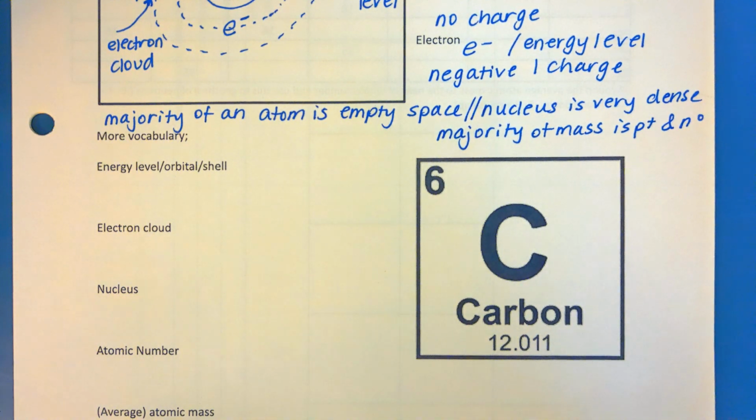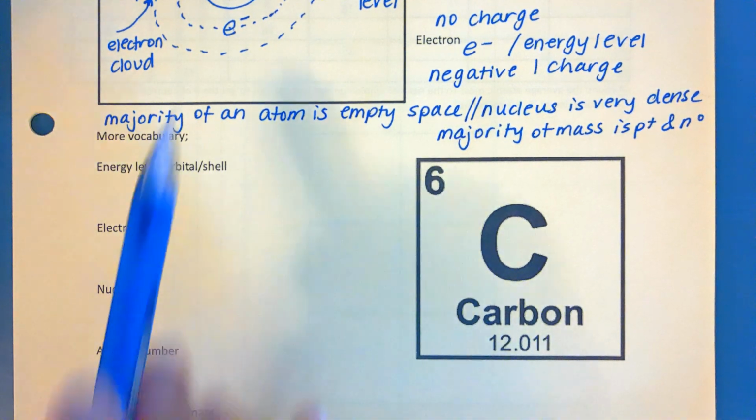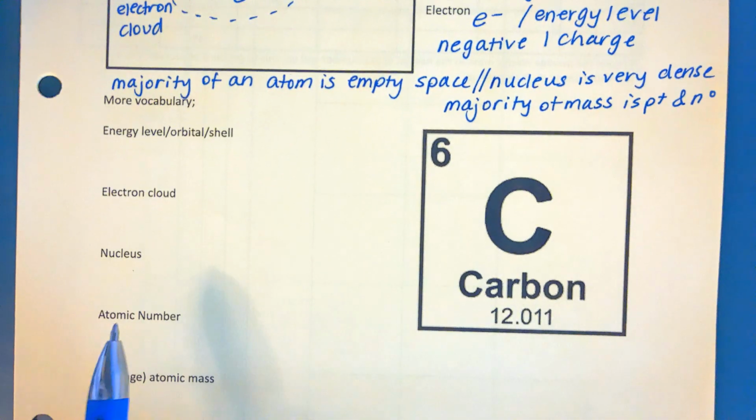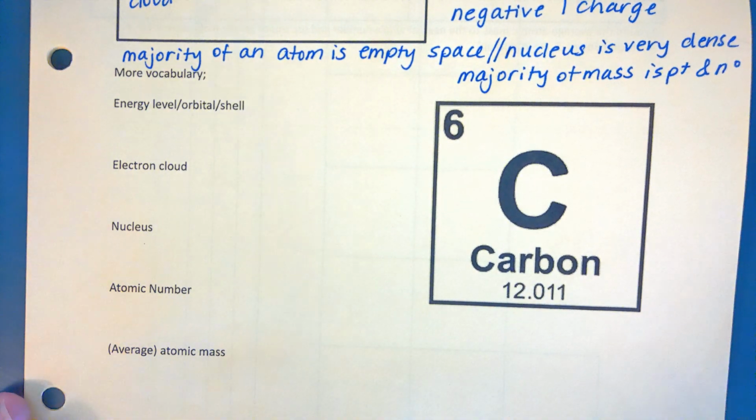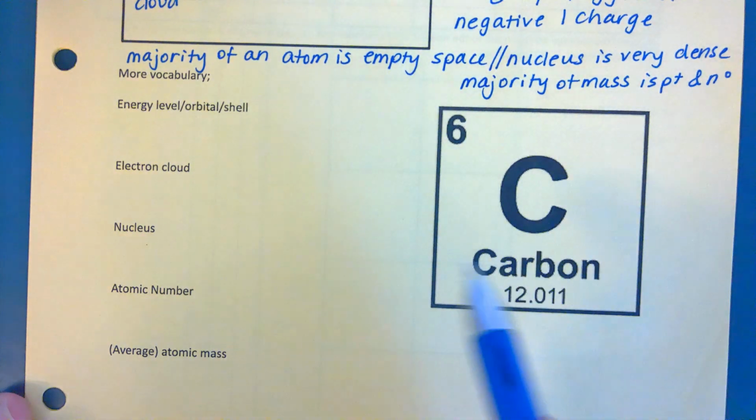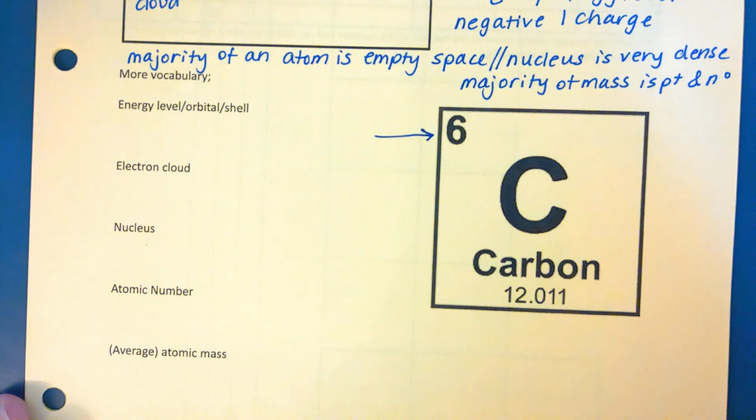So we've talked about these vocabulary words in the picture above, but down at the bottom we have the vocabulary words atomic number and average atomic mass. So let's go ahead and label those in our picture. First, let's start with the number up here at the top. This happens to be on the left side of the box.